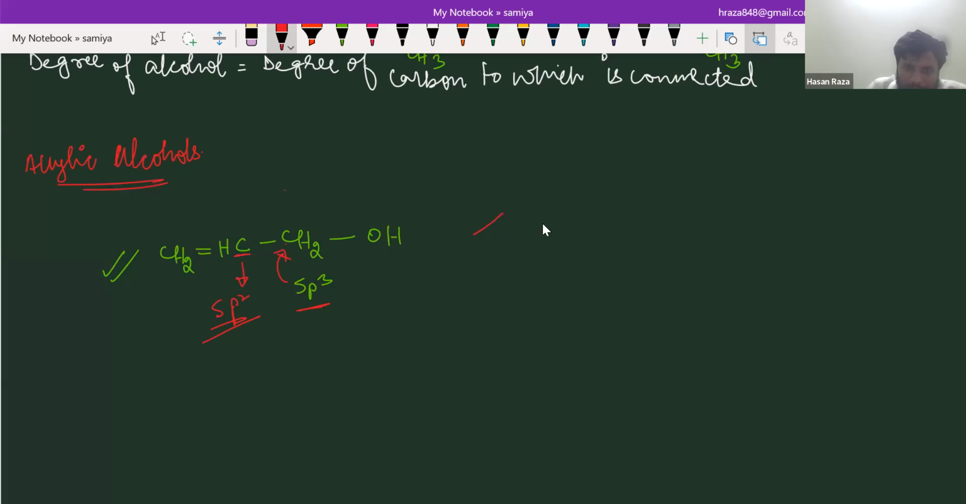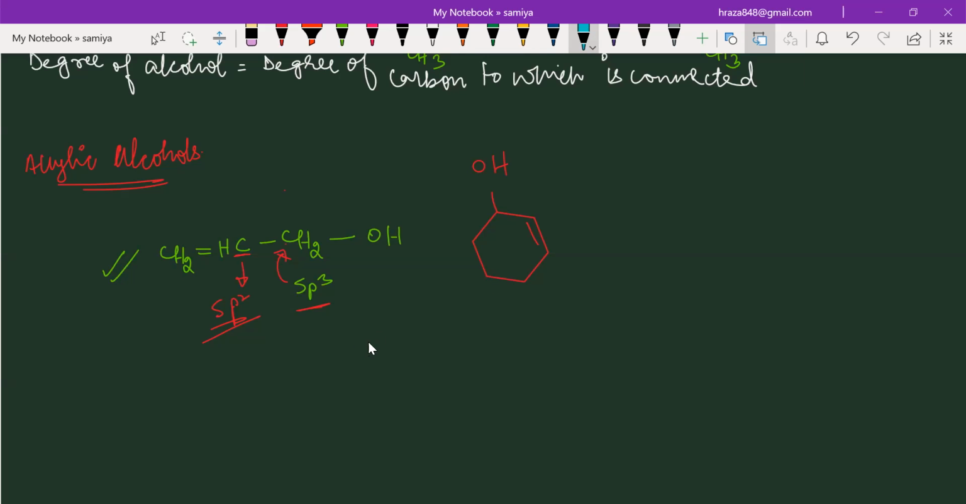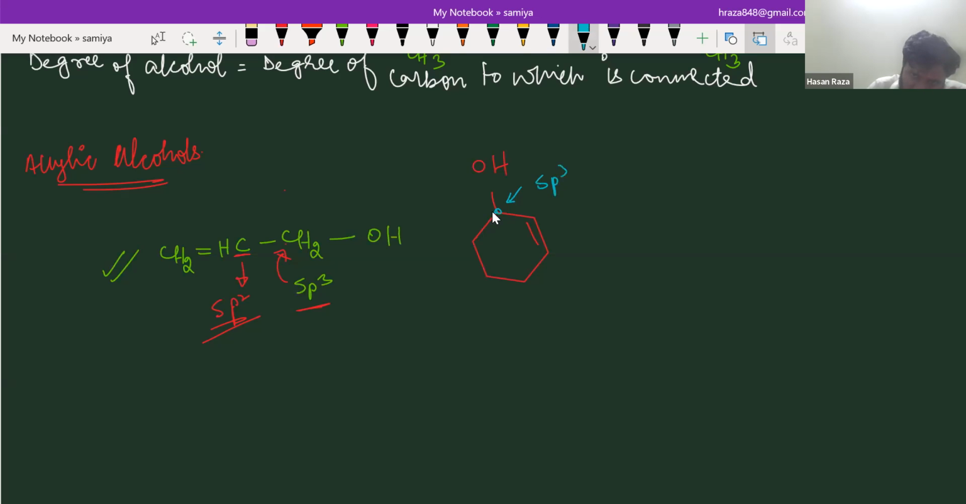So can you tell me whether it is allylic alcohol or not? Yes, sir, it is, because you can see this is singly bonded carbon, that means sp3, and adjacent to this carbon is doubly bonded, so it is allylic alcohol. And can you tell me what is the degree of this alcohol? Primary or not? This is primary.